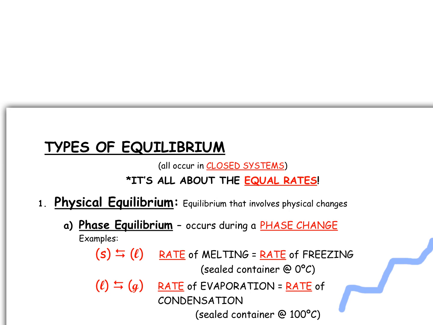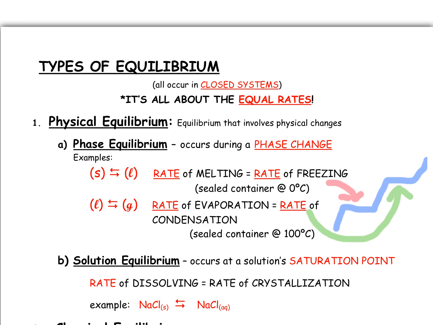So if we're talking about water at 0 degrees Celsius, at this point my rate of melting and my rate of freezing are equal. Just as many atoms that are in the process of turning into a liquid, we have an equal rate that's turning into a solid. Okay. Then my rate of evaporation equals my rate of condensation at that point. Okay. So all these concepts are always interrelated.